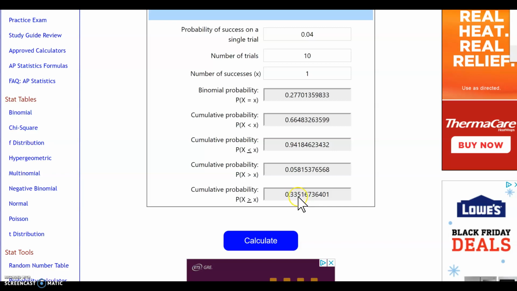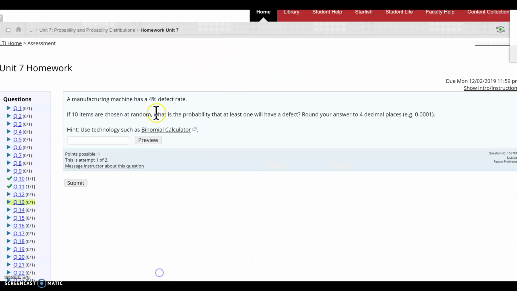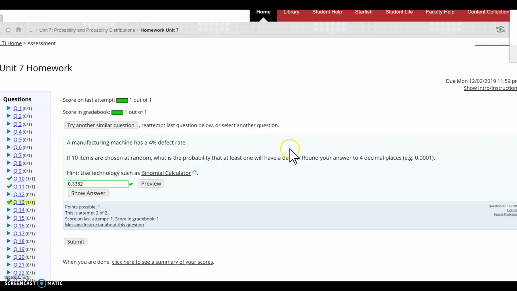So this number is 0.3352. So let's see if that works. 0.3352. And let's do submit. And voila.